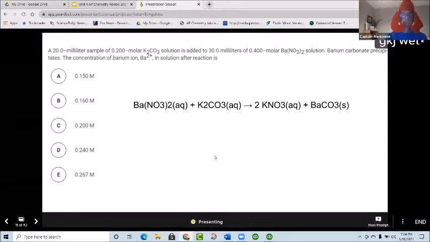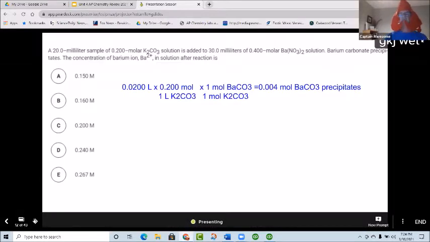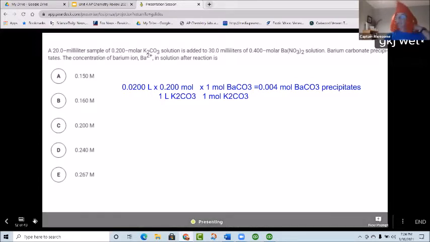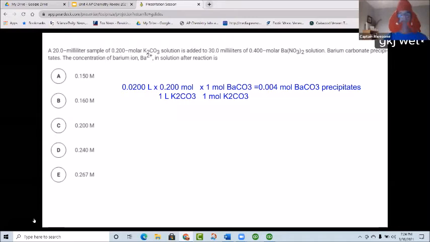The second goal is to go ahead and do some math with it. So if I'm not given moles, let's find moles. It tells me that I've got 0.02 liters. Remember, when you're doing molarity, it's got to be in liters. And I'm finding the number of moles of K2CO3 in that first part. And then I'm looking at that balanced equation I just showed you, and it's a 1-to-1 relationship, so for the K2CO3, I'm going to precipitate out 0.004 moles of barium carbonate.